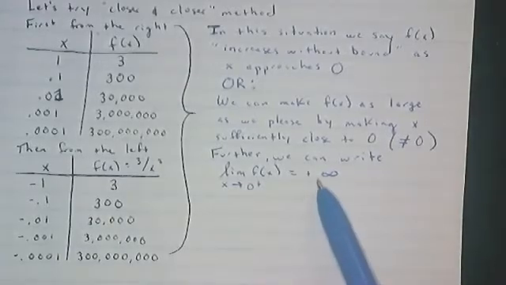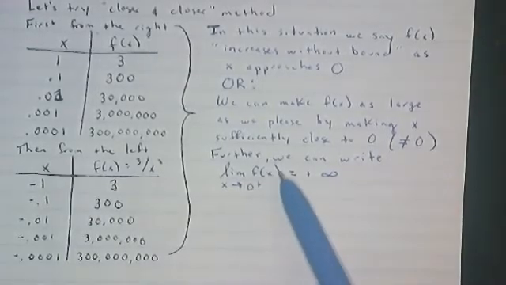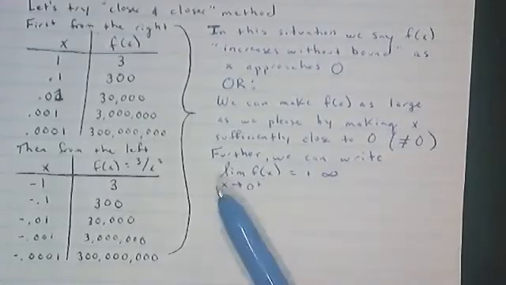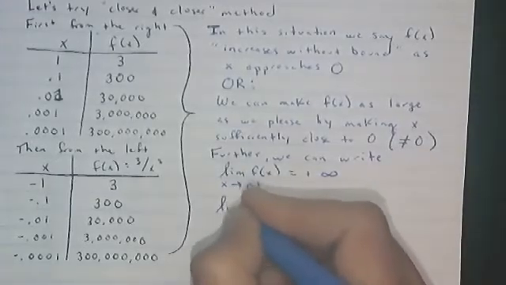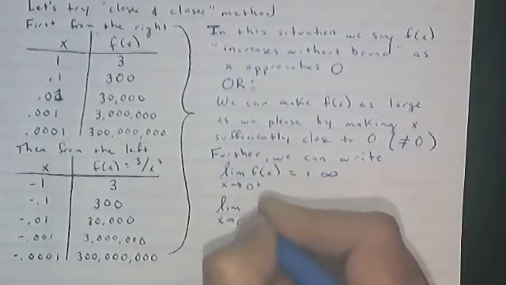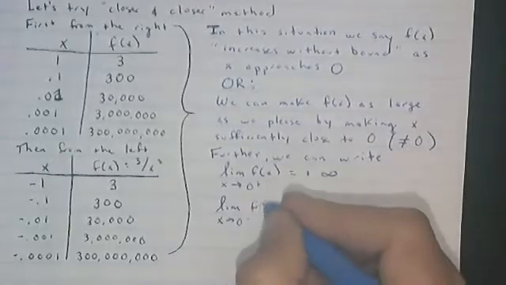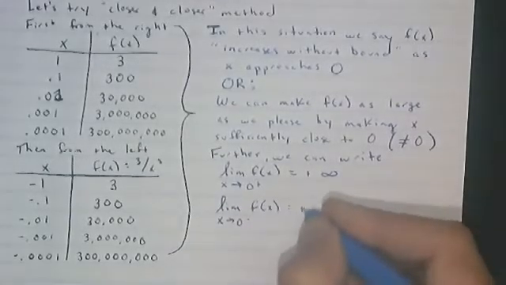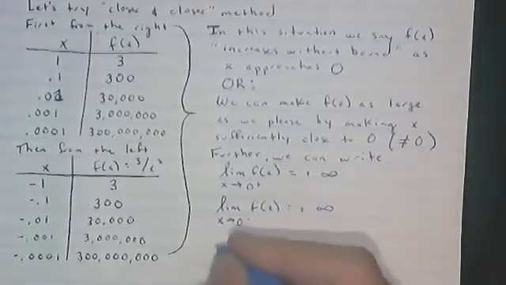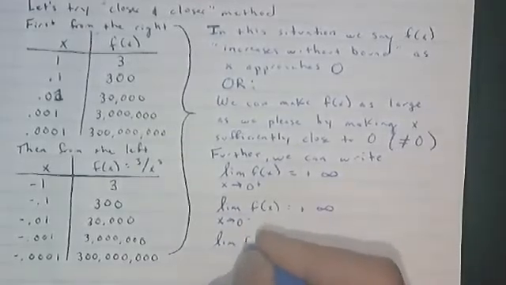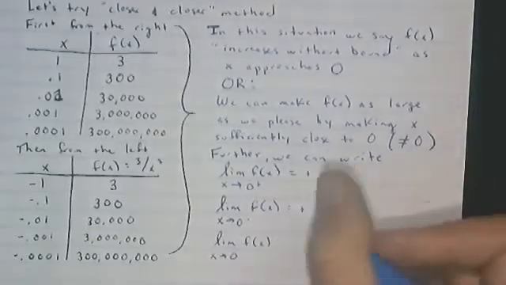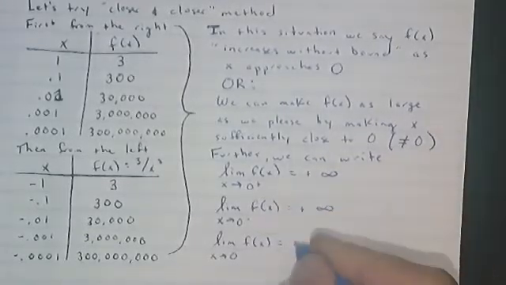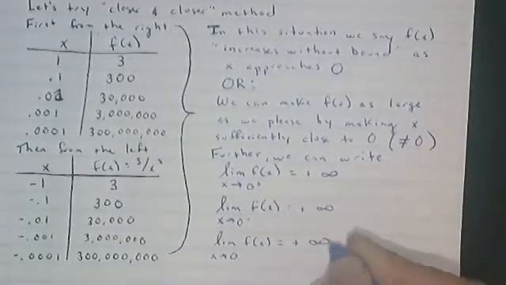When you see this, I want you to say, hey, f of x increases without bound as x approaches 0 from the right. And we can repeat this as x approaches 0 from the left. That was what this table told us. Approaches positive infinity, increases without bound, however you want to say it. And then from both sides, just as x approaches 0, the function increases without bound.